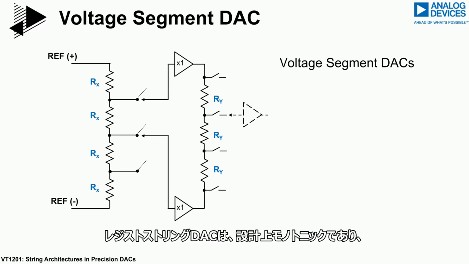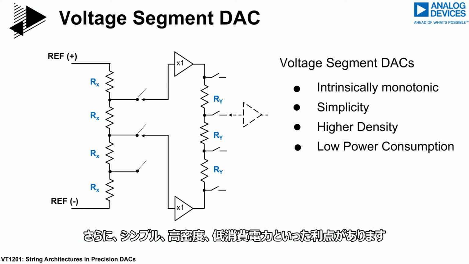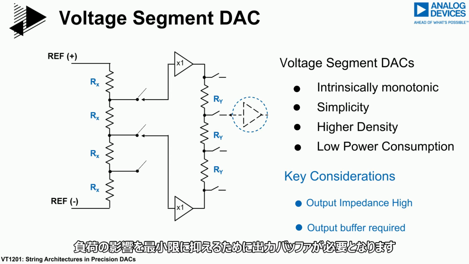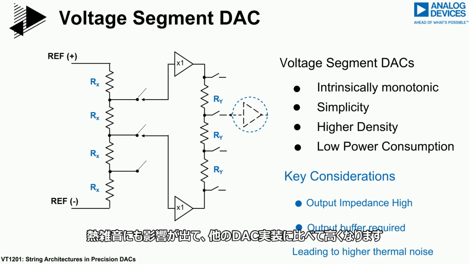Resistor string DACs are monotonic by design. Additional benefits include simplicity, higher density, and low power consumption. Key considerations: the output impedance is relatively high at midcodes, thus an output buffer is required to minimize load effects. The higher output impedance has an effect on the thermal noise. This is higher when compared with other DAC implementations discussed.